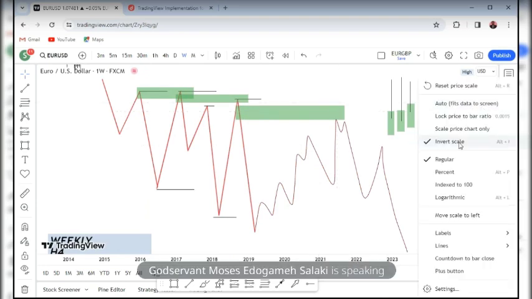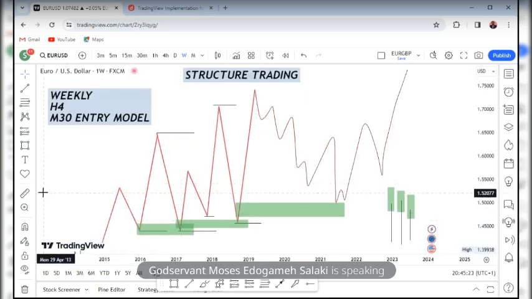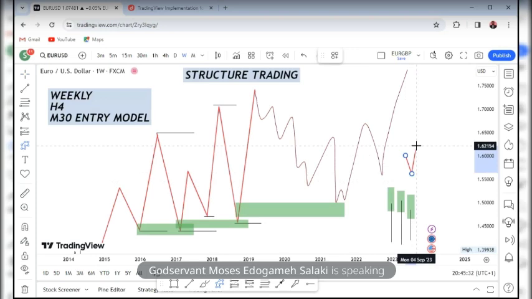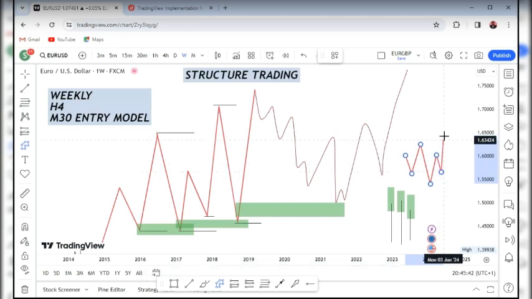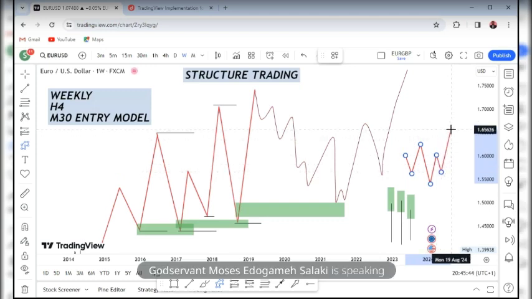Now, what is the model that we trade in the Smart Traders Network? Our model is simple. We want to see price give us a sweep of liquidity, which is the clear of the previous low, a break in market structure, and price coming back for a retest.